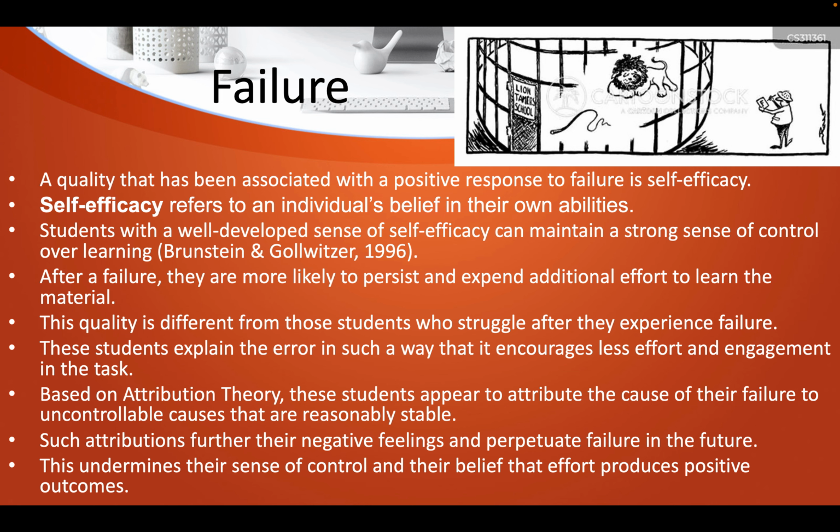This quality is different from those students who struggle after they experience failure. These students explain the error in such a way that it encourages less effort and engagement in the task. Based on attribution theory, these students appeared to attribute the cause of their failure to uncontrollable causes that are reasonably stable. Such attributions further their negative feelings and perpetuate failure in the future. This undermines their sense of control and their belief that effort produces positive outcomes.